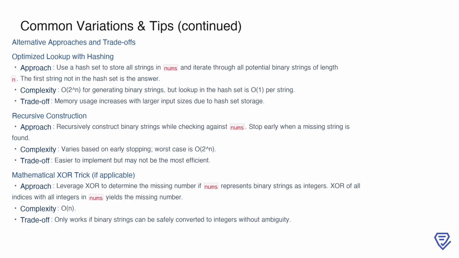Another approach is recursive construction. You can recursively generate binary strings while checking them against nums, stopping as soon as a missing string is found. This is easier to implement but may not be the most efficient, with a worst-case complexity of 2 to the power of n. A third option, if applicable, is the XOR trick. If nums can be safely converted to integers, you can use XOR to find the missing number. This has a time complexity of n, but it only works if there's no ambiguity in converting binary strings to integers. Each approach has its strengths and limitations, so choose based on the specific constraints of the problem.